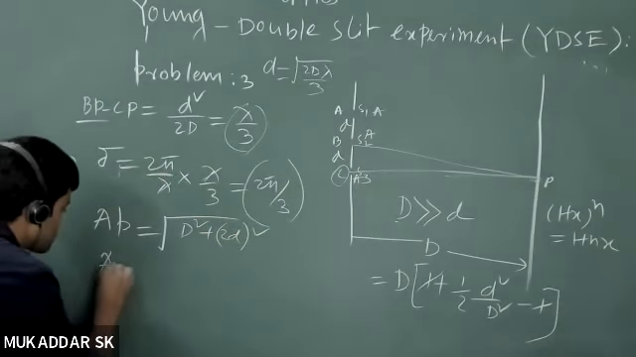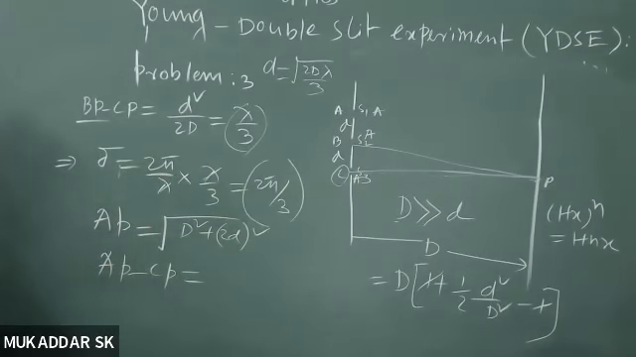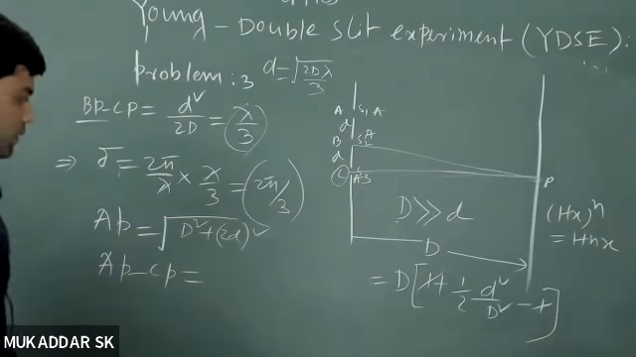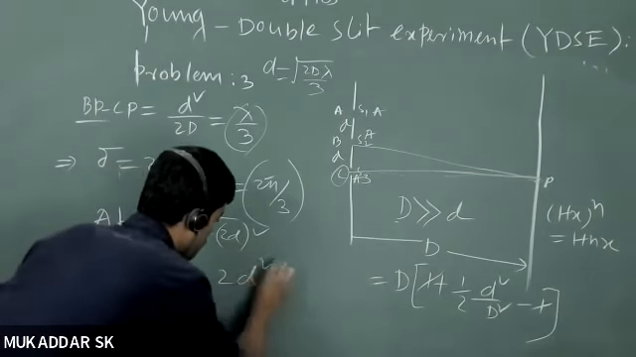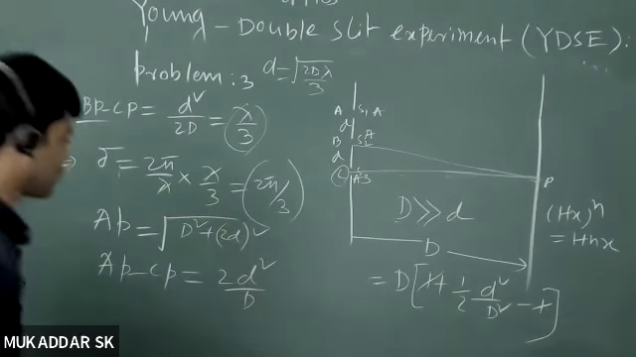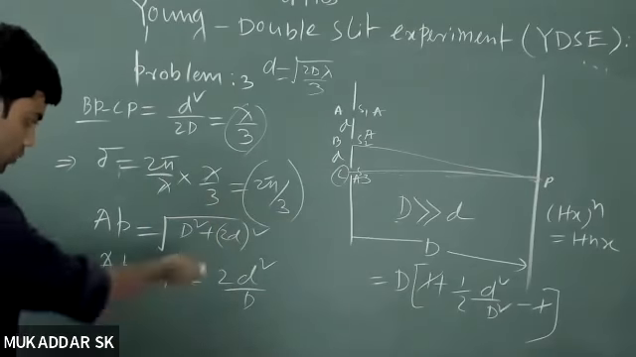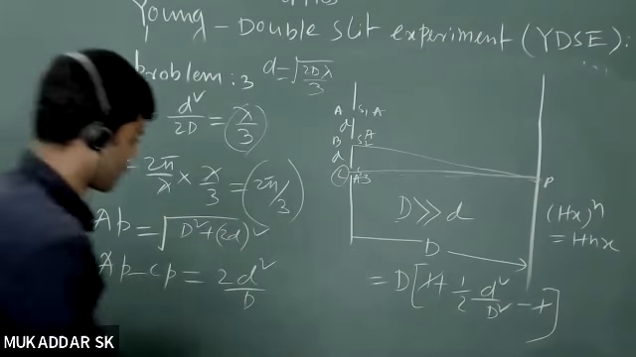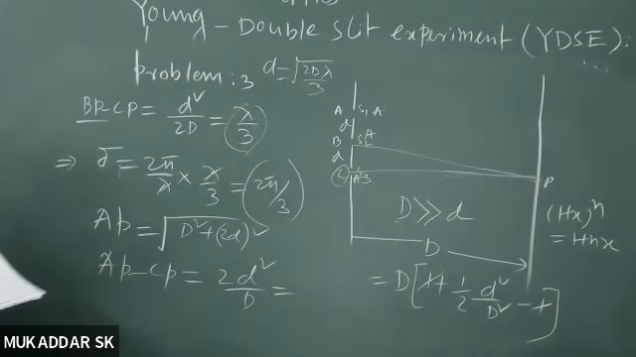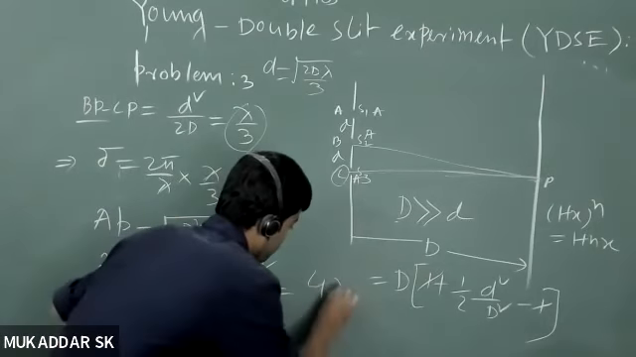Now how much will AP minus CP be? If you calculate by using the same approximation like this, so I am leaving this, you will basically get 2 small d square by capital D. You do it at home, okay? If you calculate this by using that previous concept, you will basically get 2d square by capital D. And if you substitute its value, how much will you get? 4 lambda by 3. 4 lambda by 3.